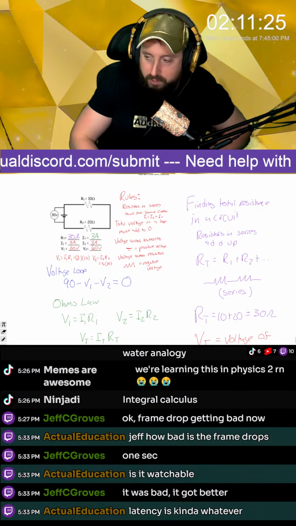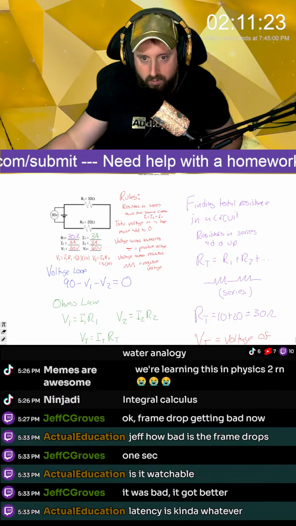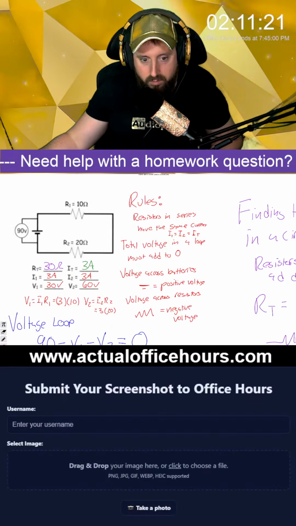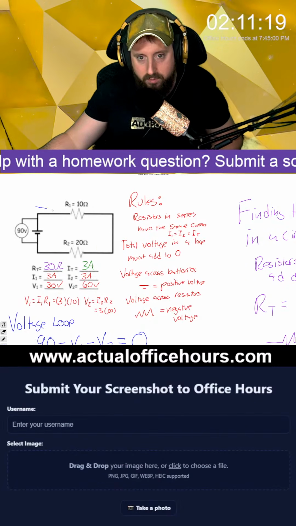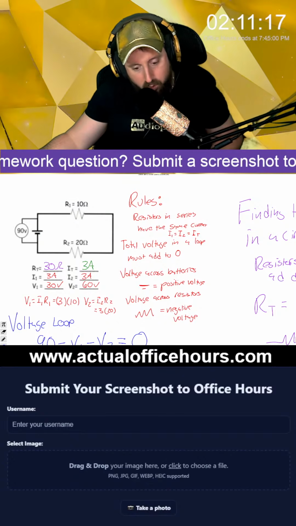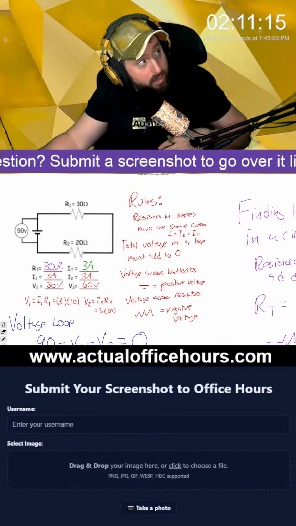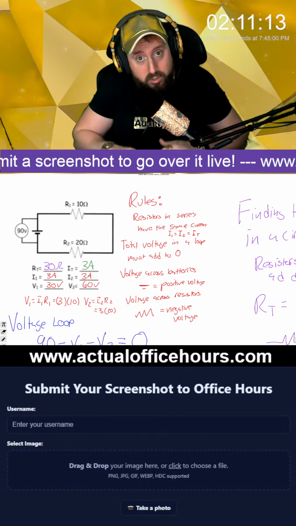So that's just the rule for things in series. Things that are all in a line with each other. So when they go like this, those all have the same current. And then you'll learn later that things in parallel all have the same voltage.